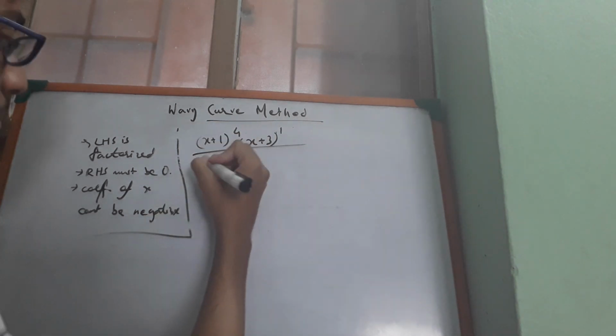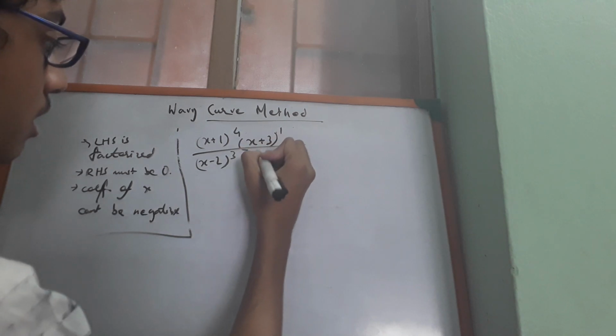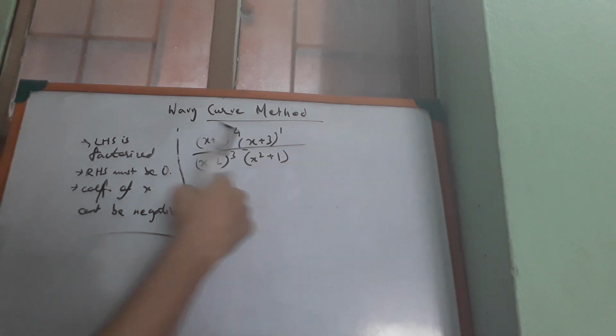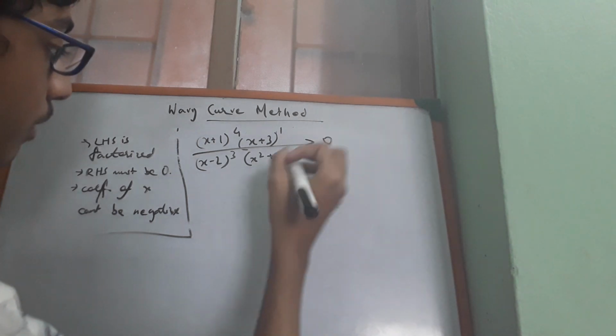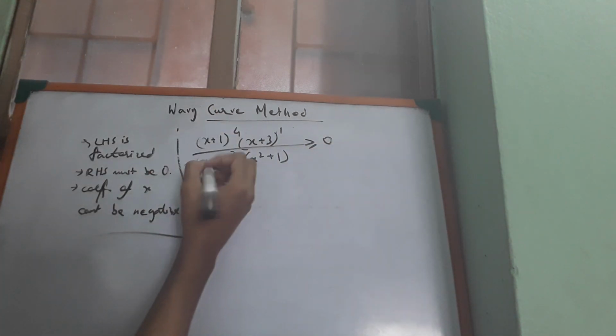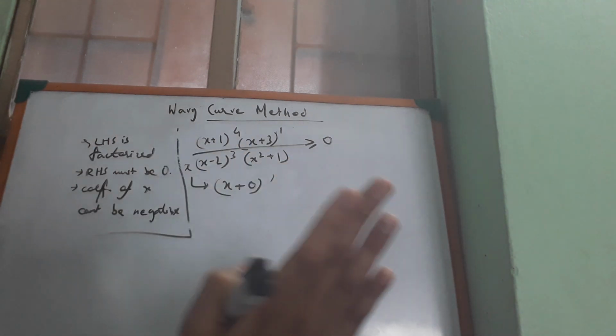x minus 2 whole cube, I mean x minus 2 to the power of 3, and x square plus 1. Yeah, this is an important example, x square plus 1. So this is the problematic term in this case, and all of this is greater than or equal to 0. By the way, if we had an x here, then this could just be written as x plus 0 to the power of 1. Same thing, right? Just for your understanding.